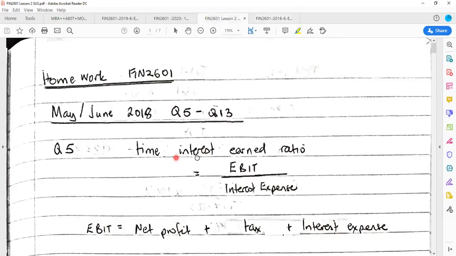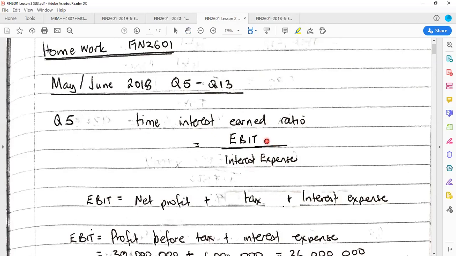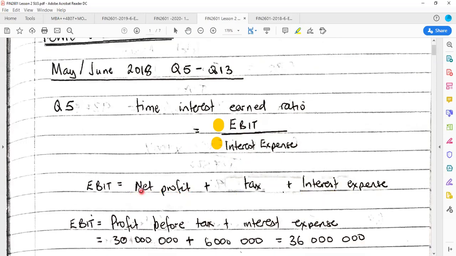Now, we know that the formula for the times interest earned ratio is EBIT, also known as operating profit, divided by interest expense. So you need to read the question carefully to see what you've been given. Sometimes they just give you these items directly and you just divide, but sometimes they don't. They might start with net profit and then you have to add back tax and interest expense. Or as in this case, they might start with profit before tax. Then you just have to add back interest expense to get EBIT. And then you can divide that EBIT by your interest expense.